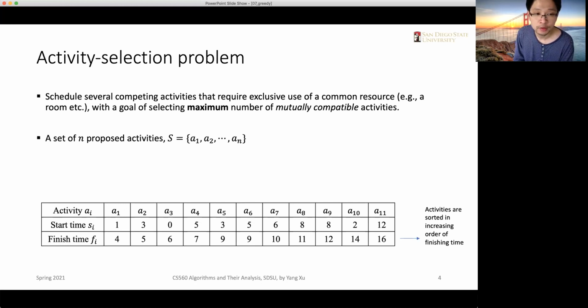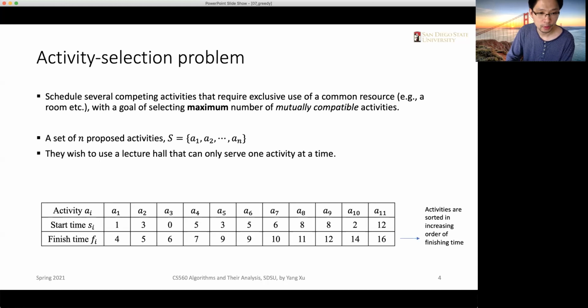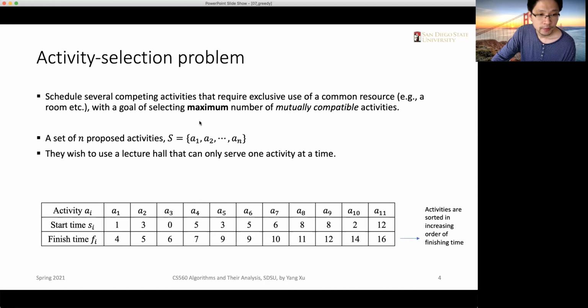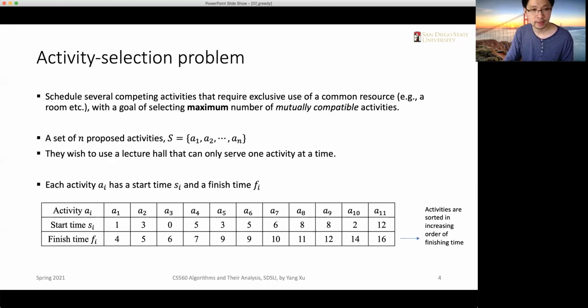All right, let's further lay out some conditions. Say we use the notation A1 to AN to represent the activities being proposed. We also have the information of the start time and the finish time for these activities, so we have full information about the candidate activities. Assume that the start time and finish time for each activity is listed in this table. The second row is the start time. We use S_i to indicate start time and F_i to indicate finish time. The i is just the index for the activity A_i.